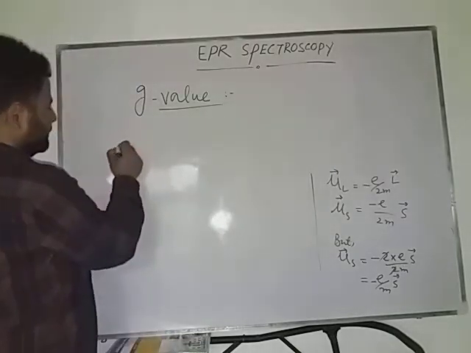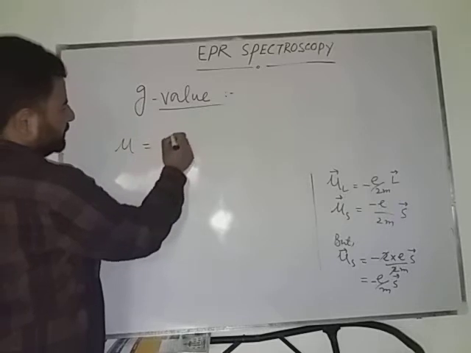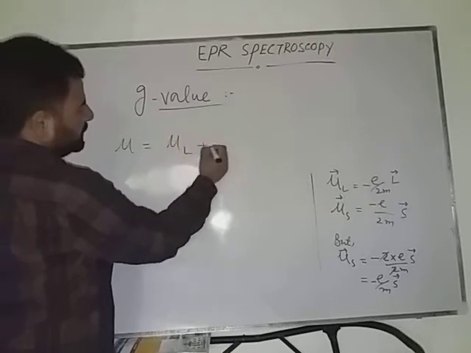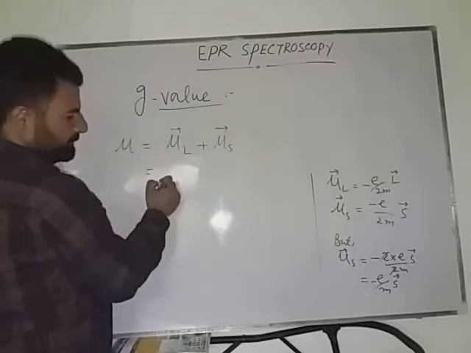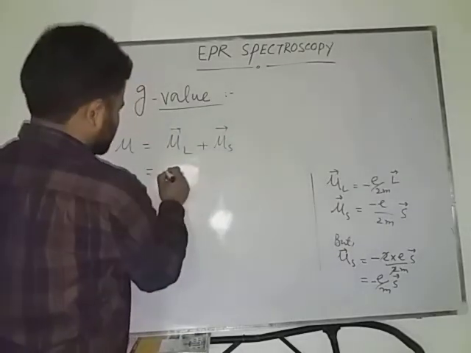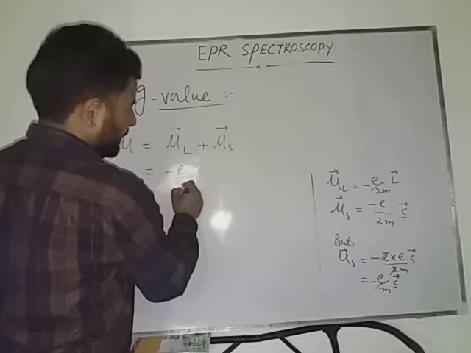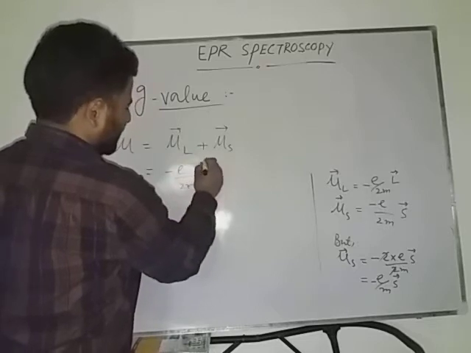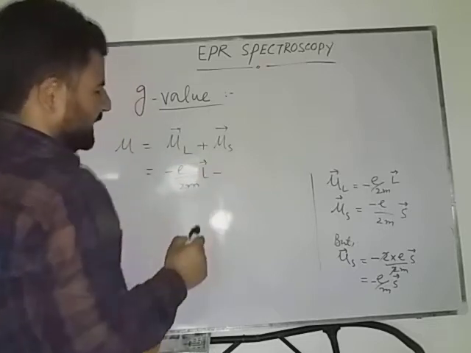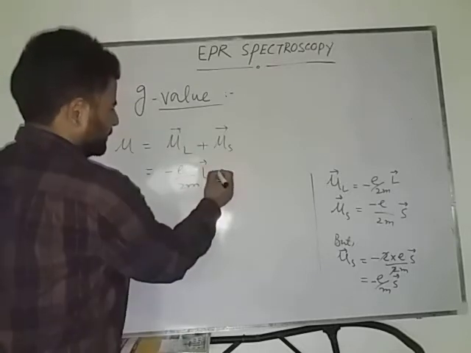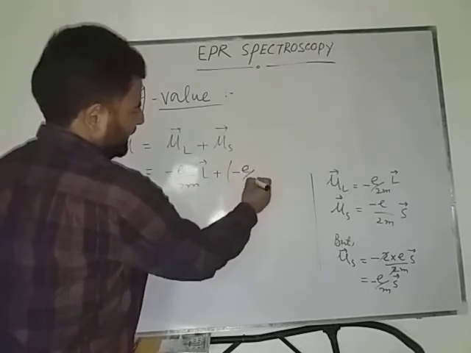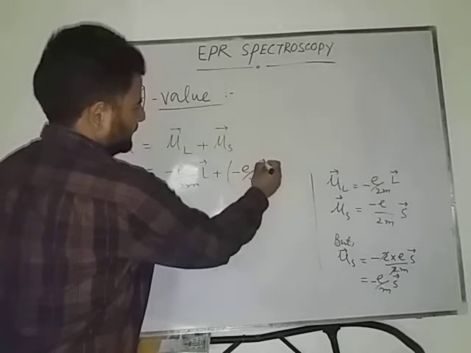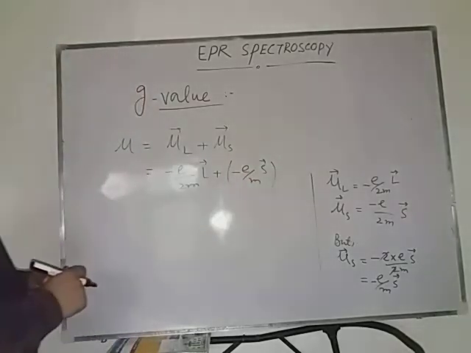So the total magnetic moment mu is equal to mu L plus mu S, that is, minus E by 2m of the L vector, plus minus E by m of S.